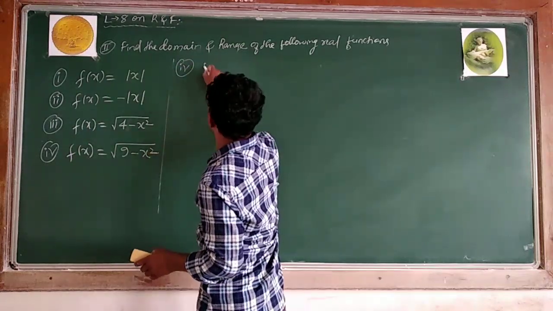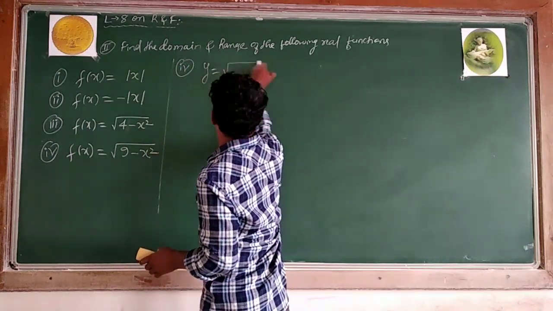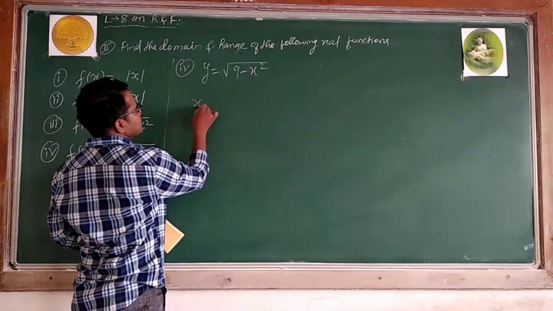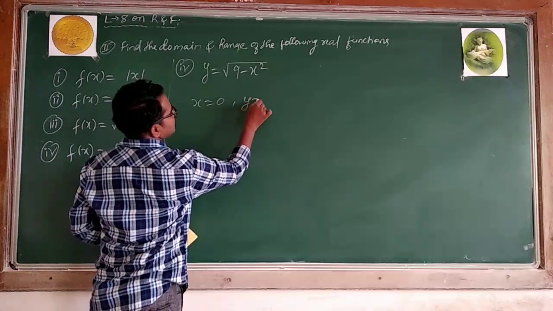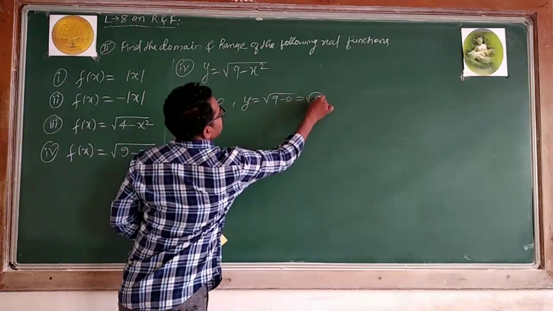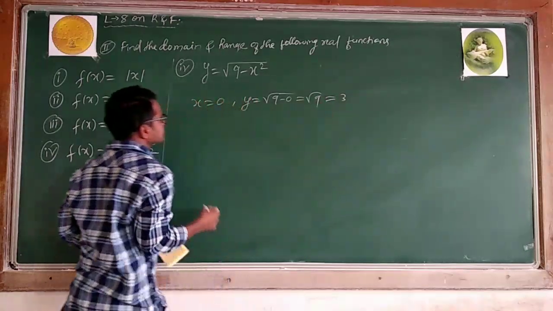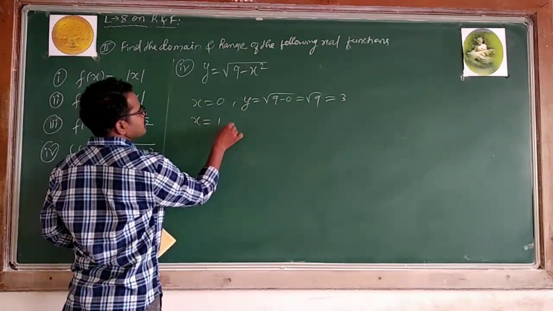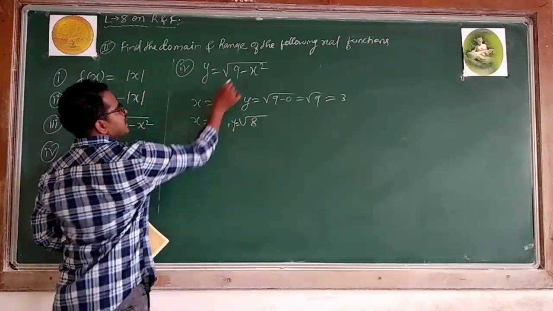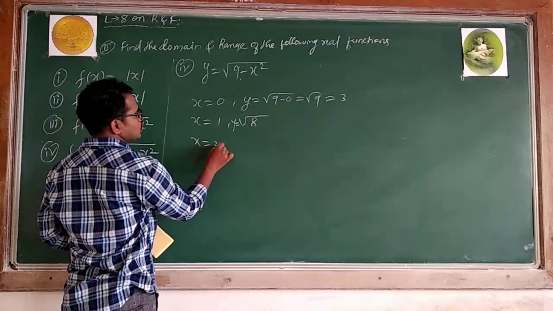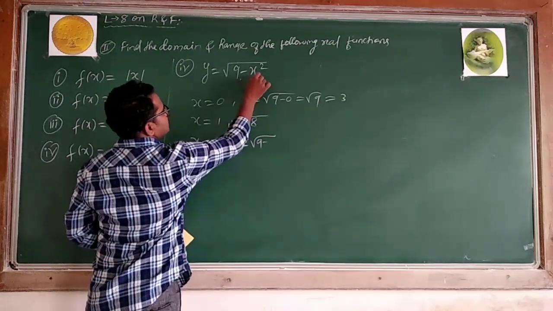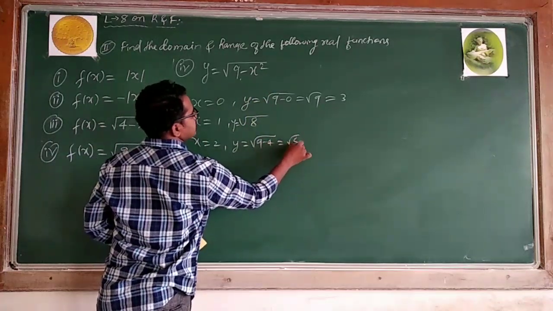Given f(x) = y = √(9 − x²). Again, x value 0, y value √(9 − 0). What will we get? √9. √9 means what will we get? 3. X value 1, y value will be √8, that is 9 minus 1. X value 2, y value √(9 − 2²). 2 squared is 4, so you will get √5.